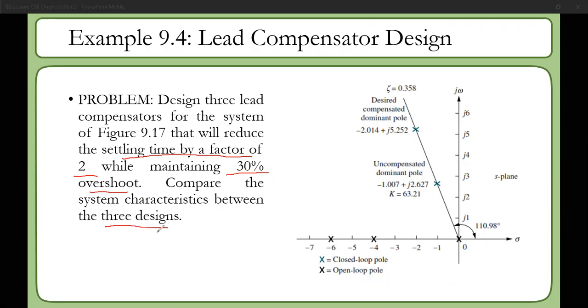So actually you have to choose 3 different ZC, and correspondingly you have to find out that PC location, and then calculate the rest of the system behavior parameters, and then you have to check whether the result is okay or not, whether they satisfy our criteria or not.